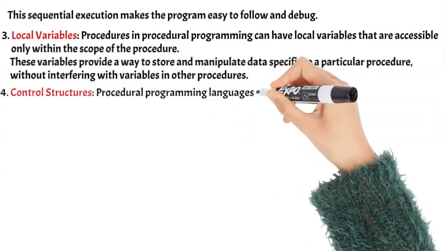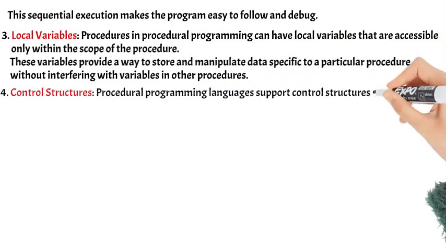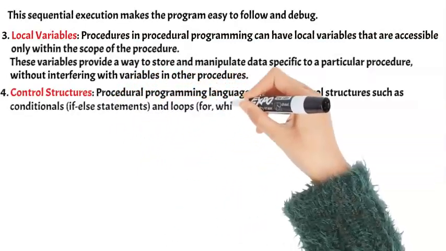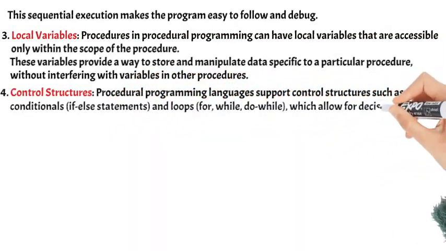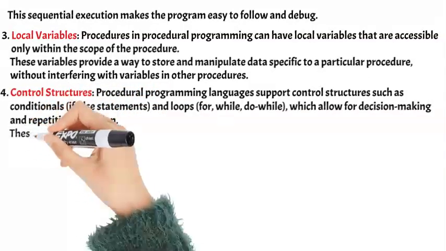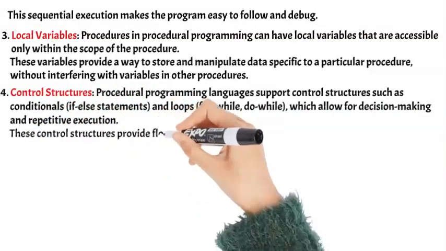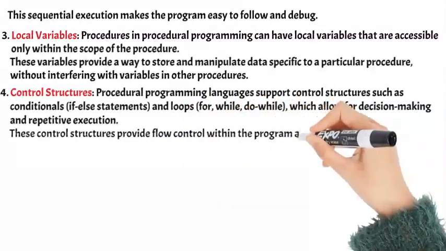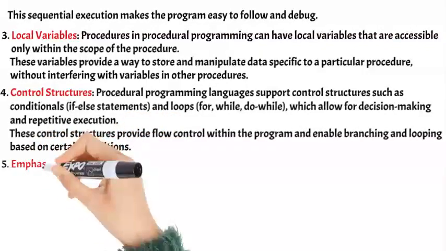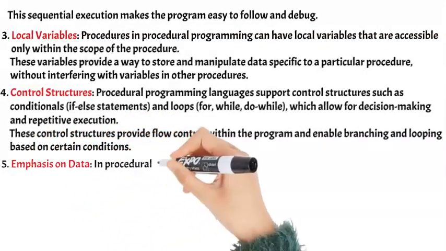Procedural programming languages support control structures, such as conditionals, if-else statements, and loops (for, while, do-while), which allow for decision-making and repetitive execution. These control structures provide flow control within the program and enable branching and looping based on certain conditions. 5. Emphasis on data.